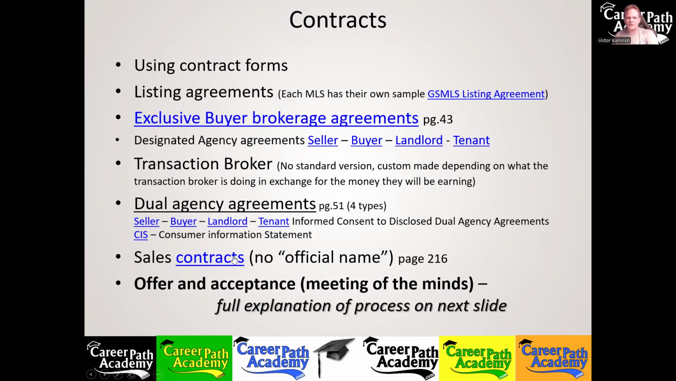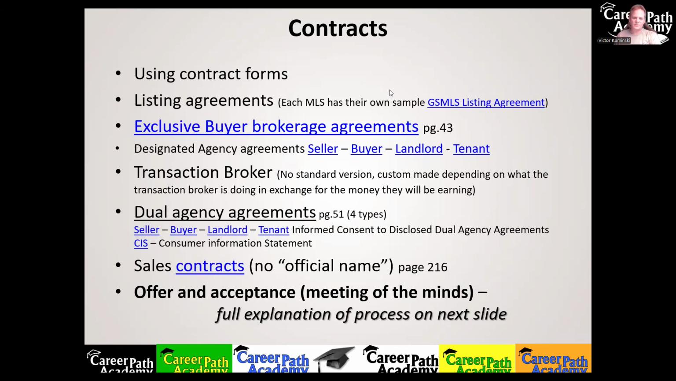We also have the sales contract. Now, keep in mind, there's no official name for a sales contract. Some people refer to it as a sales contract. Some people call it a purchase contract. Some call it a binder and deposit receipt. It goes by many names. So don't get all high and mighty that whatever you prefer to call it, everybody else should call it that same name, okay? You could just call it the contract.